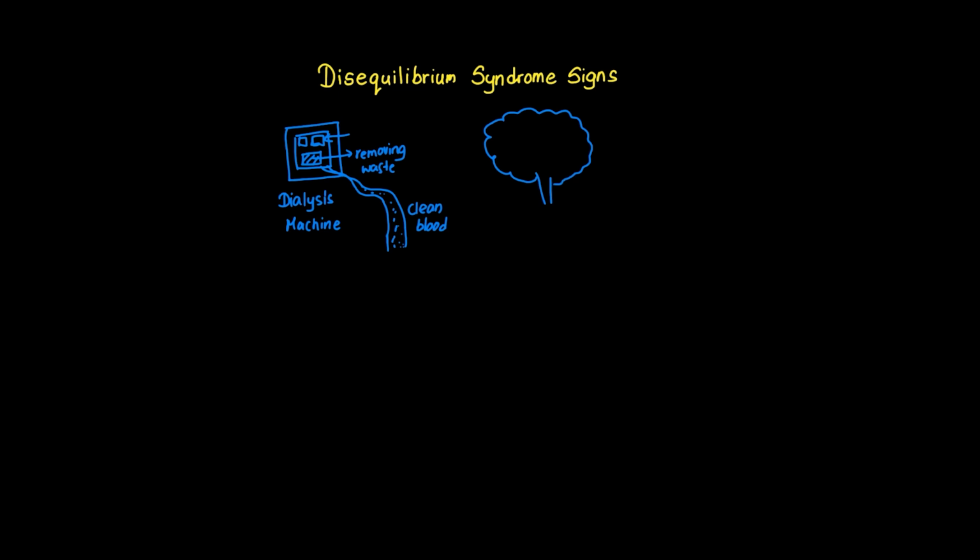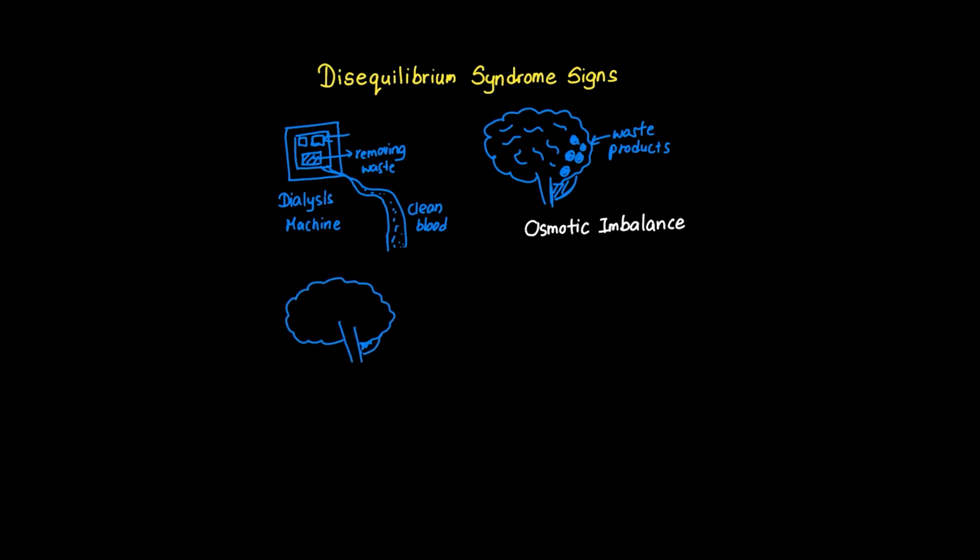Disequilibrium syndrome during hemodialysis presents with specific neurological symptoms we must recognize immediately. When dialysis removes waste products too rapidly, it creates an osmotic imbalance between blood and brain tissue. The blood becomes suddenly clean while the brain still contains high concentrations of urea and other solutes. Water follows the concentration gradient, moving from blood into brain cells to equalize the osmotic pressure.